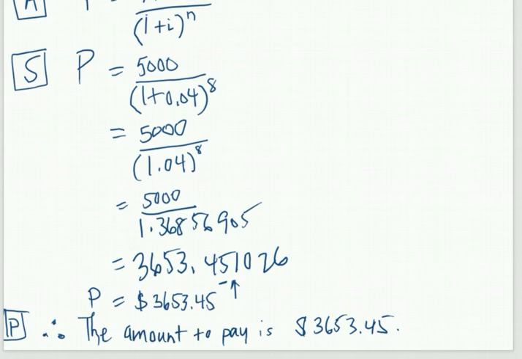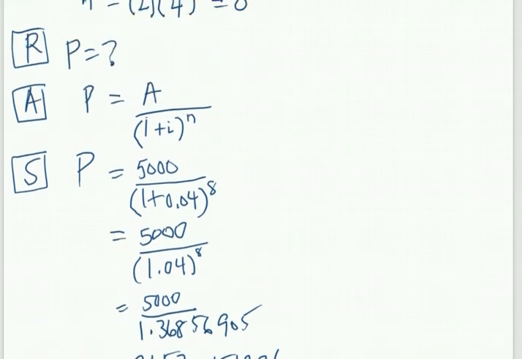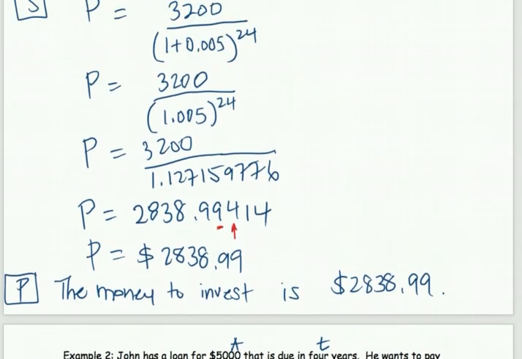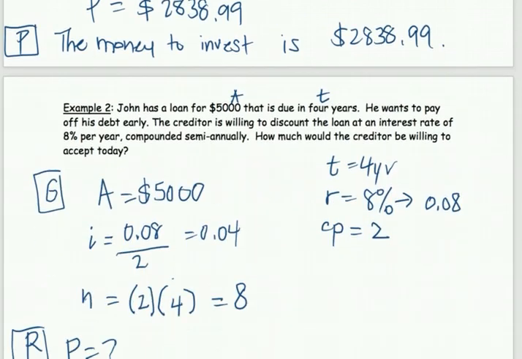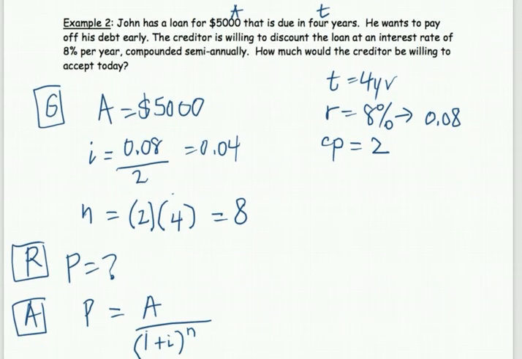All right, so there is the present value for today. So again, just go over those, practice the worksheet I give you, and then try the checkpoint.